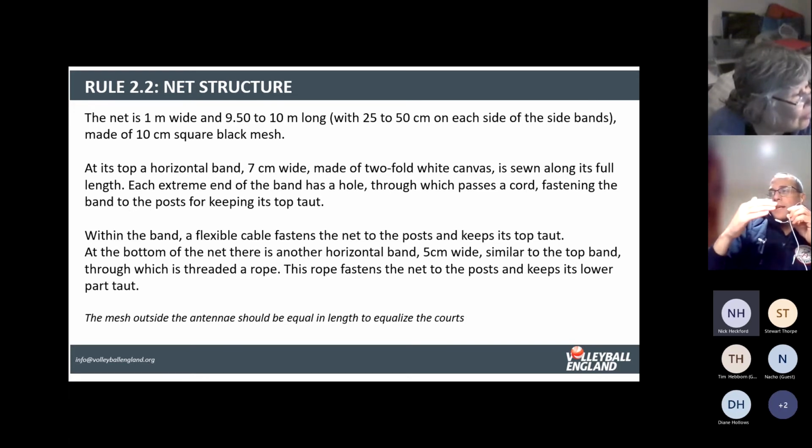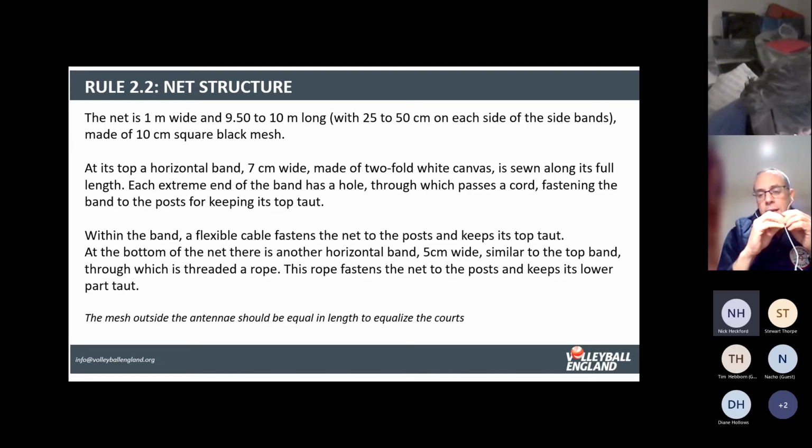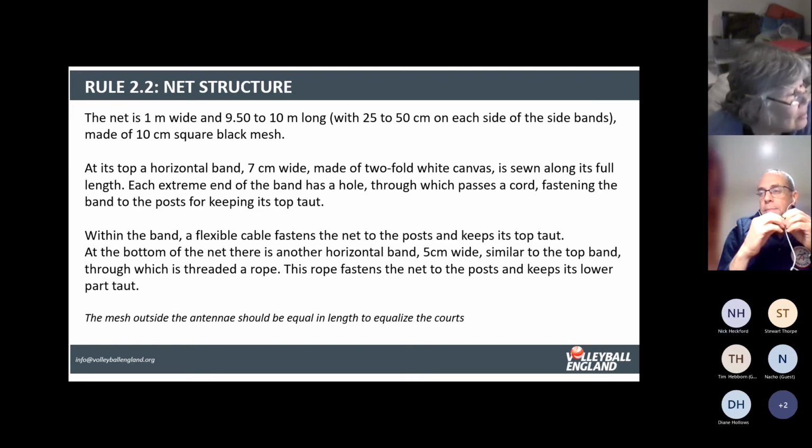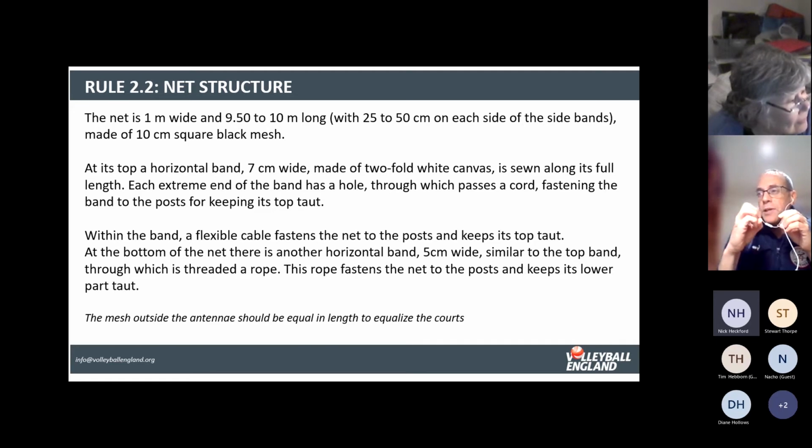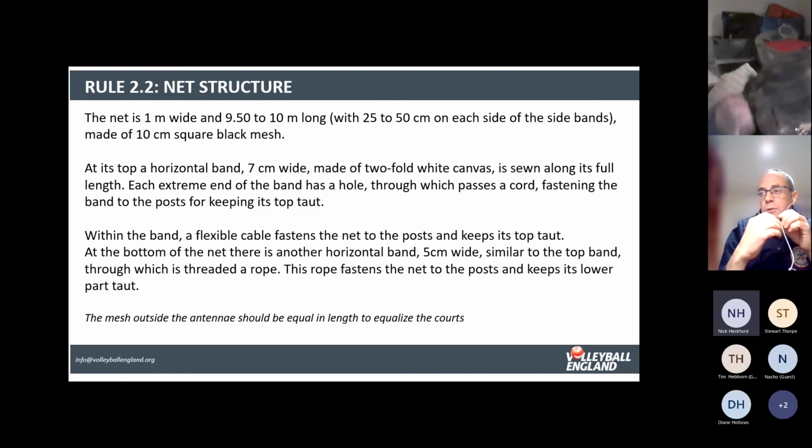This is where the cord fastening the band to the post is kept, and those are either Kevlar or a metal band. And within the band, there's also a flexible cable that fastens the net to the post and keeps it taut. But at the bottom of the net, there's a similar band, 5 centimeters wide, which also has a threaded rope, which keeps the bottom of the net taut as well.